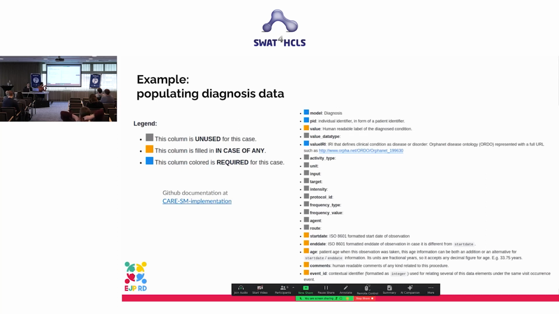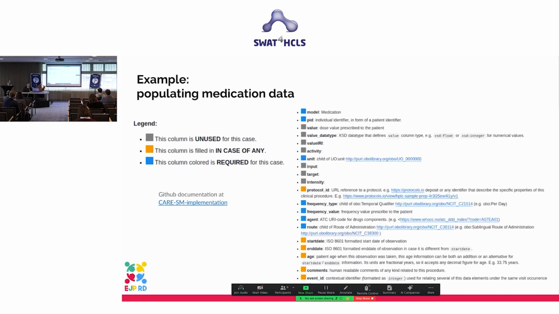You can put any human readable layer you want to complete your information with more information, and an event ID in case that you want to relate this information with any visit encounter of your registries. Not required, but in case that you want it, you can do it. That's another example of medication data.